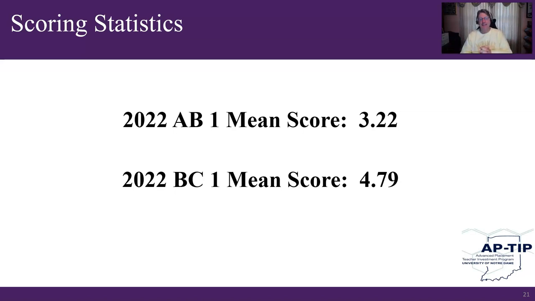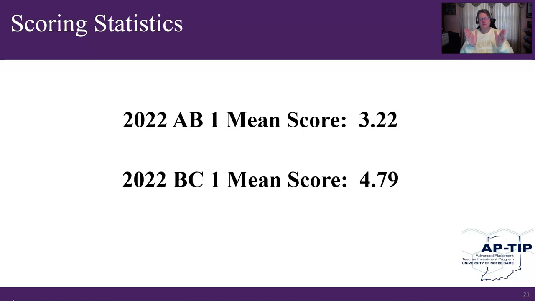As always, I would like to share the scoring statistics for this particular problem. AB test for those students, 3.22 is a little bit on the low side out of 9, especially for a rate in and rate out problem. But nonetheless, that was where that particular problem fell. And obviously the BC kids tend to do a little bit better, as they were a little bit more than 4 3/4 for this particular question.